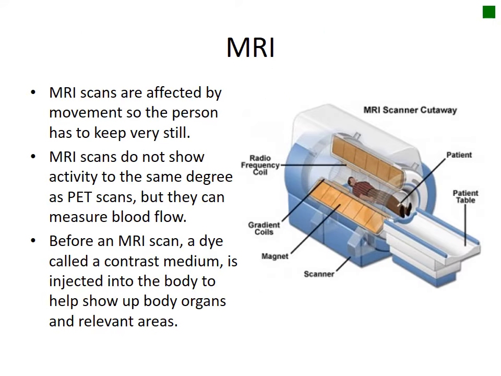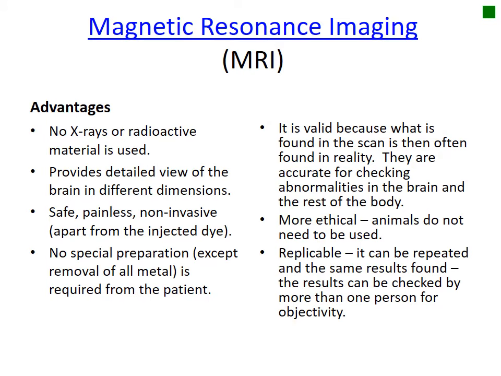Now, MRI scans require the person to stay very, very still. They don't show the activity levels as PET scans do, but functional MRI scans can be used to show activity, and we'll look at those in a second. Before the MRI scan, a dye called a contrast medium is injected into the body to help show up body organs and relevant areas.